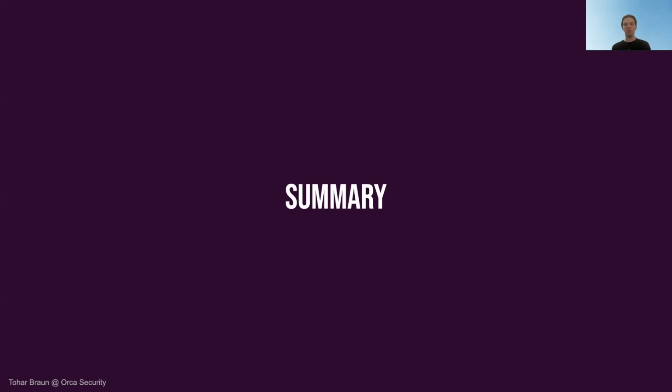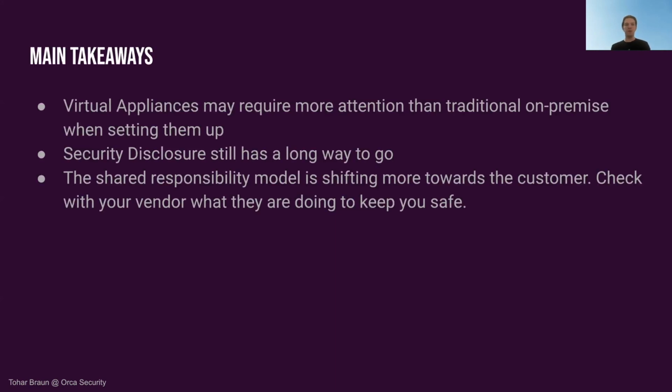So in conclusion, what are the main takeaways from this? First of all, virtual appliances require more attention than traditional on-premise appliances when you're setting them up. Why? Because you need to ensure that the appliance you're getting is up to date, and apply all the security patches before you even start. Security disclosure still has a long way to go, as I've discussed, and the shared responsibility model we can see is shifting a little bit more towards the customer.